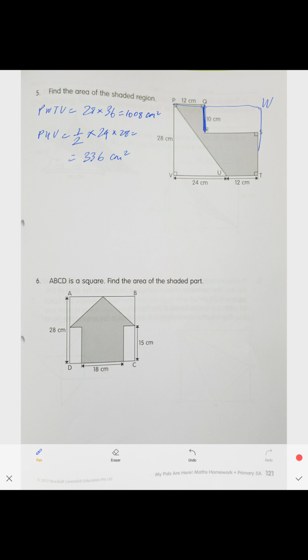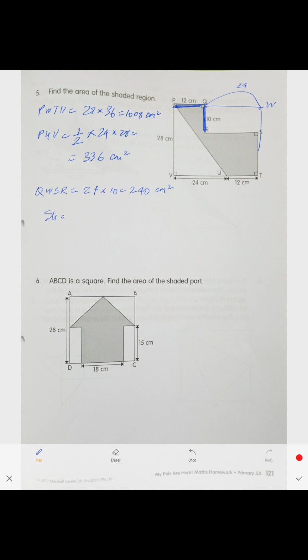We know the side of it, which is 10, and we need this one. So the whole thing is 36. VT, so PW also is 36. 36 minus this 12. So this is gonna be 24. QW, right? QW is 24. Okay, so that's it. 24 by 10, right? QWSR is 24 by 10, which is 240 square centimeters.